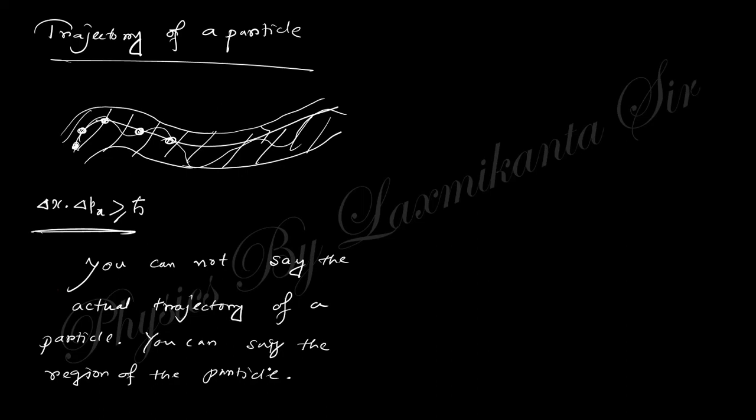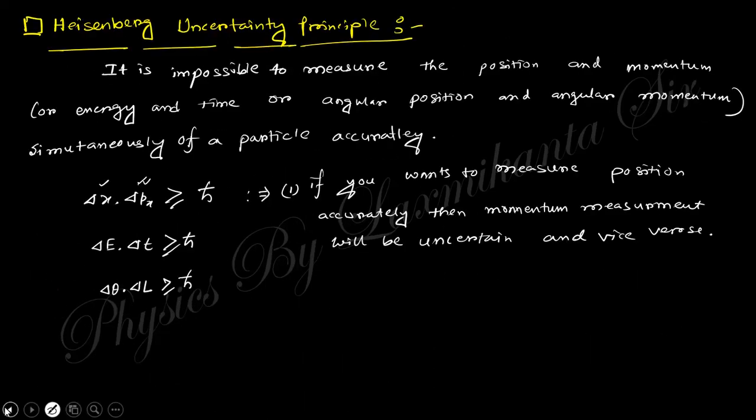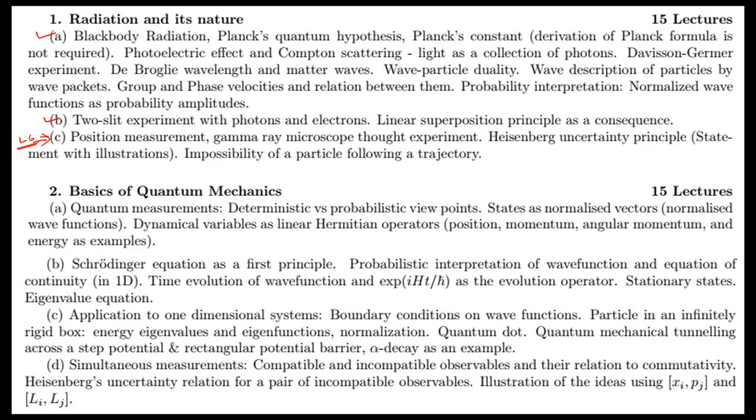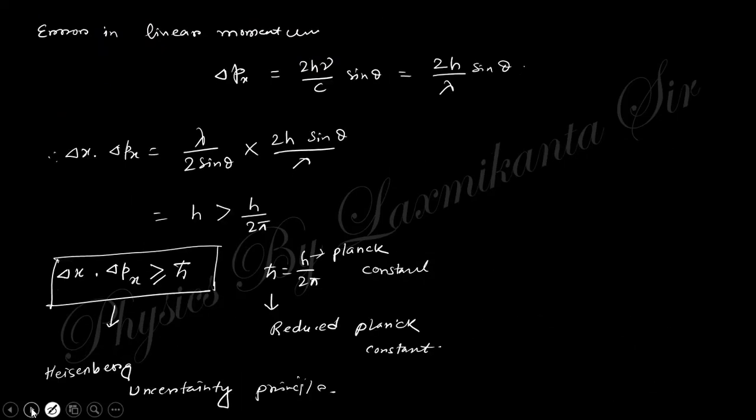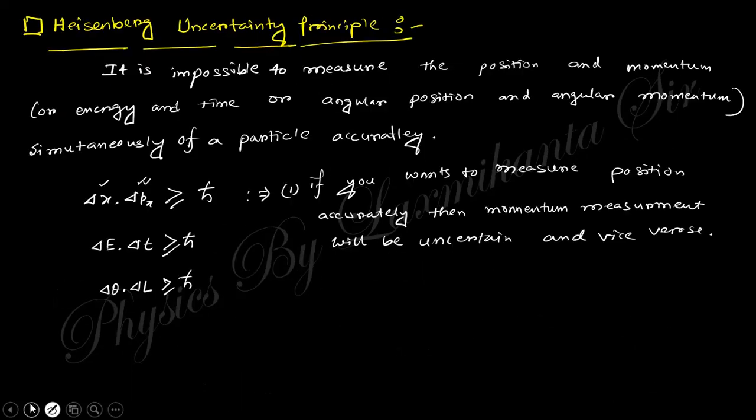That is, the trajectory of the particle can be found only within the range of this position. Okay, so these things are covered, that is the uncertainty principle and the gamma ray microscope, and this illustration. And here I want to discuss one more thing, that is an application of the uncertainty principle.